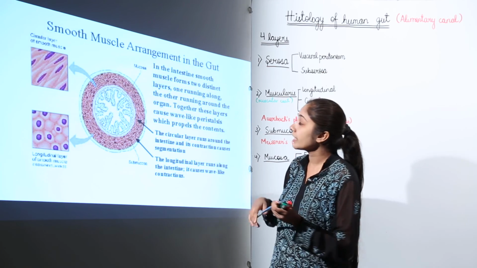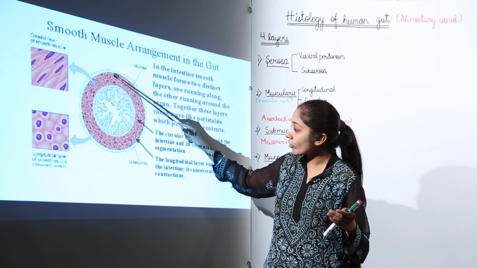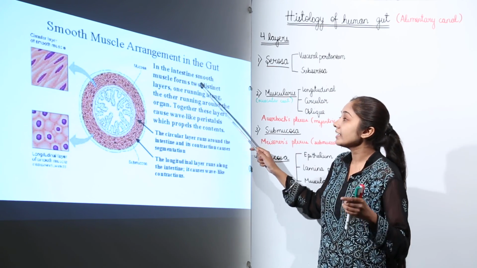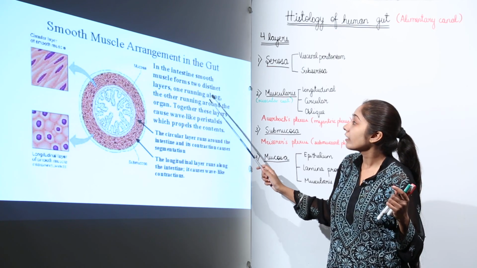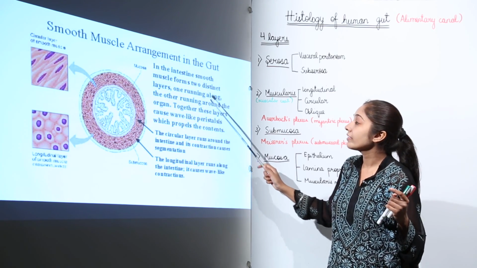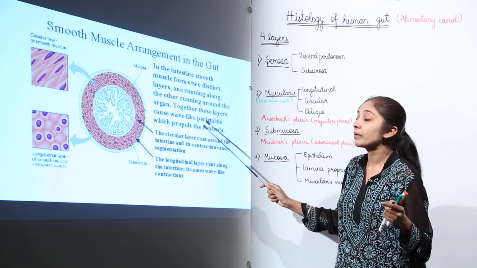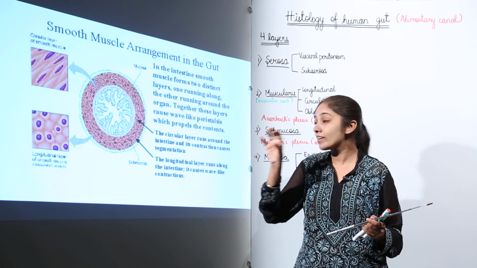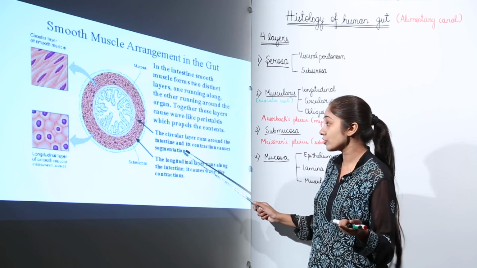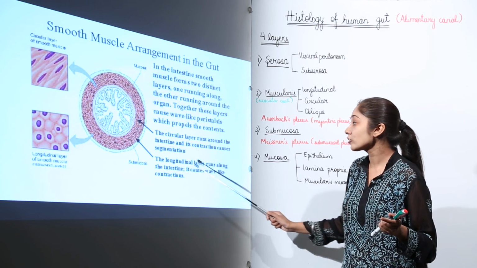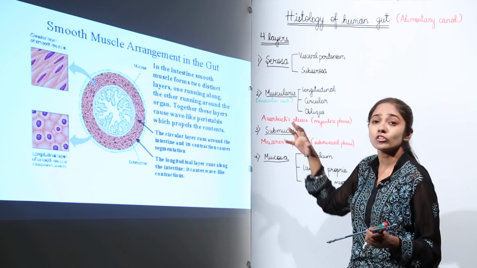So let's read this again. You can see in this image that we have a circular smooth muscle layer, right, and a longitudinal muscle layer. In the intestine, smooth muscle forms 2 distinct layers: one running along and the other running around the organ. Together these layers cause wave-like peristalsis which propels the contents, meaning it pushes the contents along. The circular layer's contraction causes segmentation, and the longitudinal layer causes wave-like contraction. So this was about the smooth muscle arrangement. You need not go into detail, this is just for your knowledge, right.